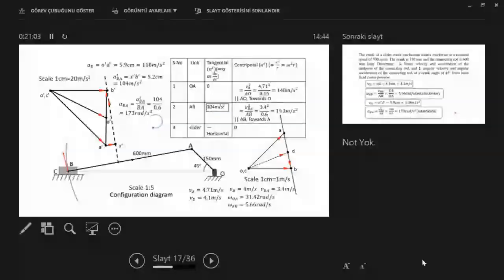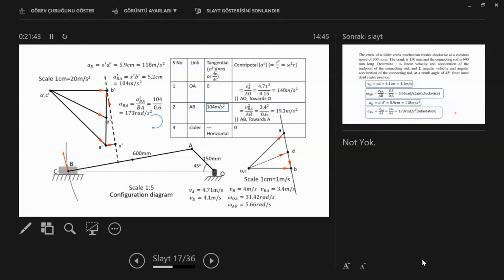You know that the tangential component is equal to dV over dt. Since V is constant, this is equal to 0, and the normal component is V squared over R, or R omega squared, the same. So then we know the magnitude and direction of the acceleration of the point A, that means OA.